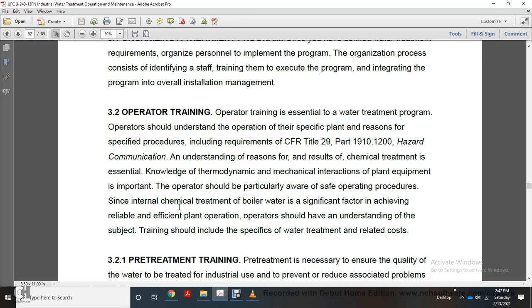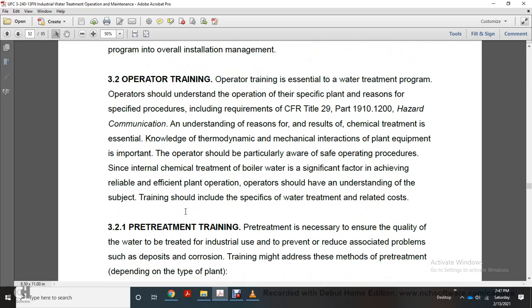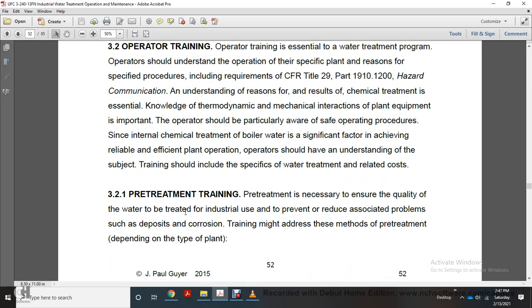It is important for the operator to be particularly aware of safe operating procedures, since internal chemical treatment of the boiler water system is a significant factor in achieving reliable, efficient plant operation. Operators should have an understanding of the subject, and the training should include the specific water treatment related to the plant. Pre-treatment and training.